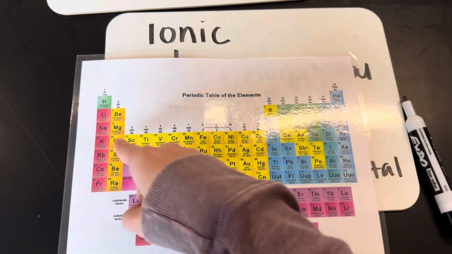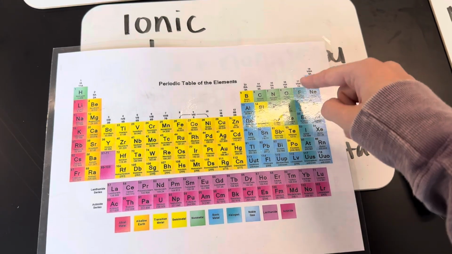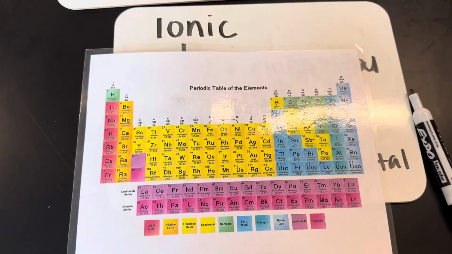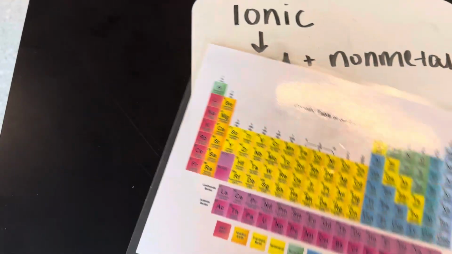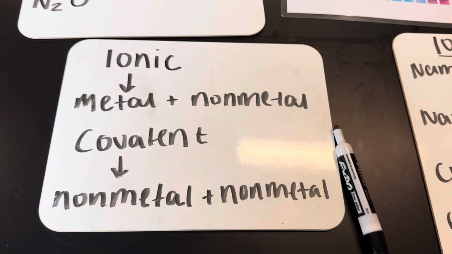So if you have one from over here and one from over here, that's going to be ionic. If you have two from over here, that's going to be covalent. If you have one from over here and then hydrogen, that's going to be covalent. So that's how you can figure that out. And then we have our different rules on how we can name them.